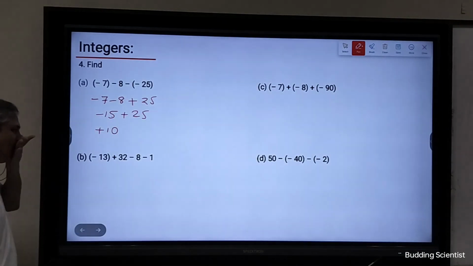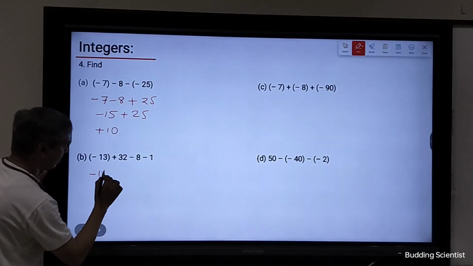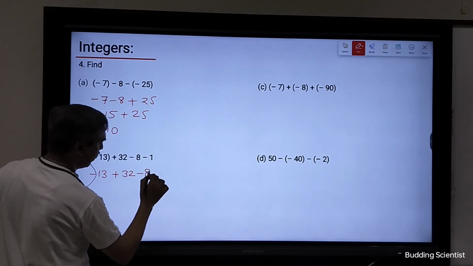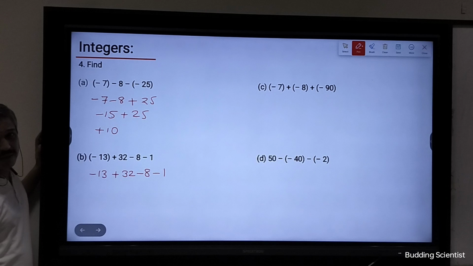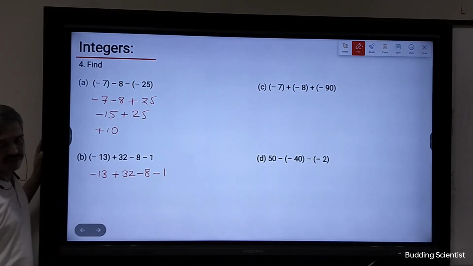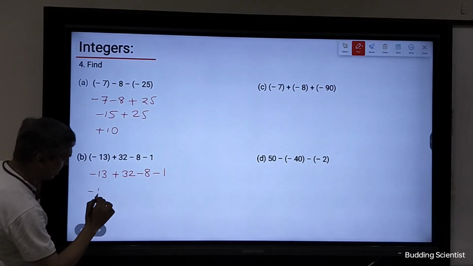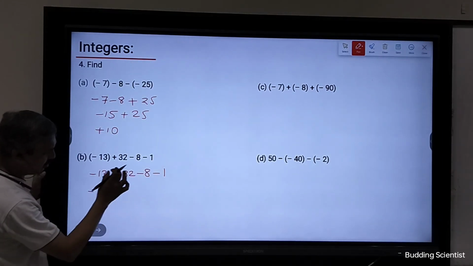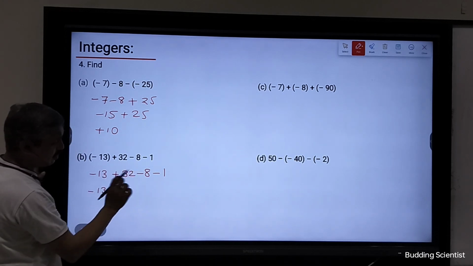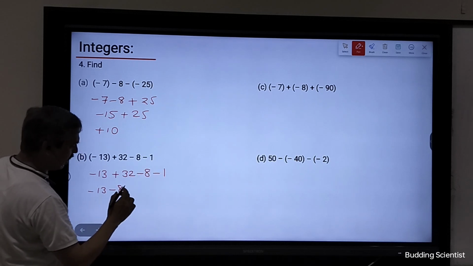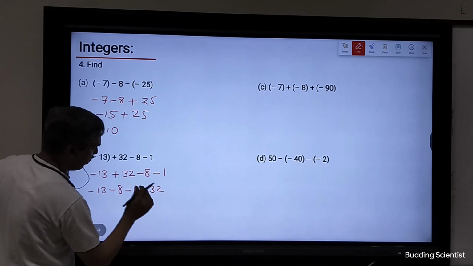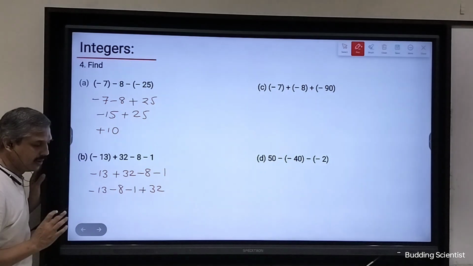Second problem, minus 30 plus 32 minus 8 minus 1. I choose to put all the negative numbers together. So I'll write minus 30. I am bringing the minus 8 here with its sign. I will not leave this minus sign behind. Also 1 I am bringing it here with the sign and keeping 32 right in the end. 32's sign is plus as it is.